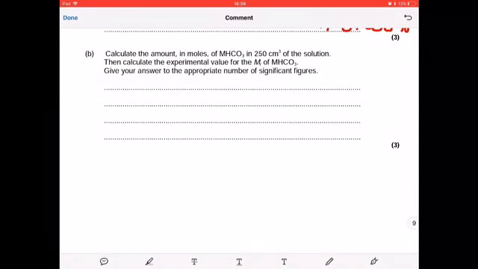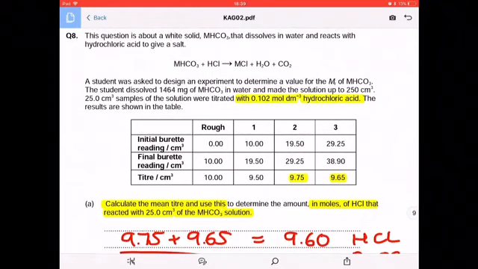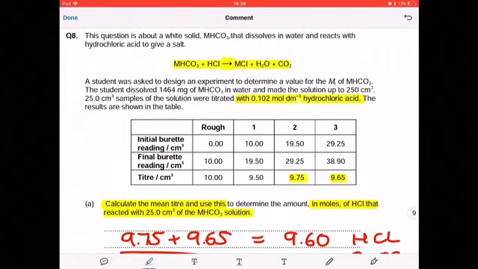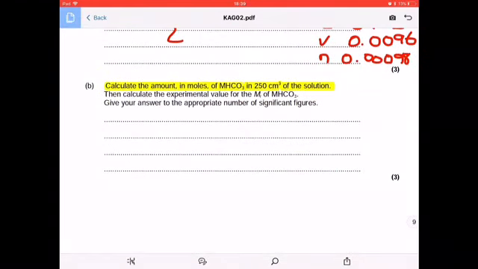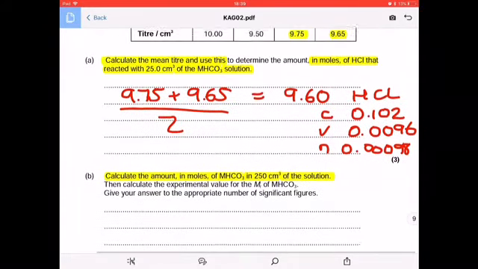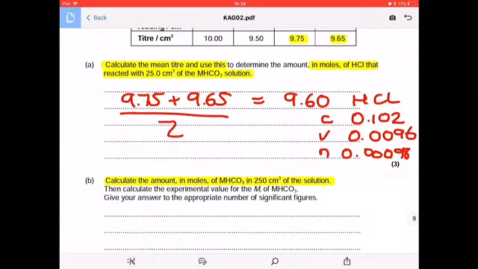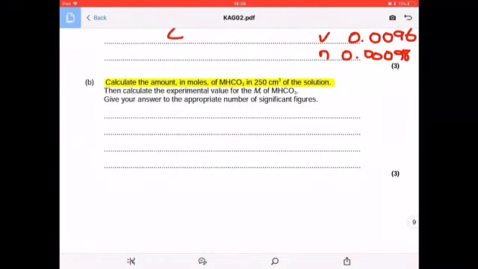Moving on to the next part, what it wants us to do is to calculate the amount in moles of MHCO3 in 250 centimetres cubed of the solution. The first thing to do here is to identify that it's a 1-to-1 ratio because of the information that we're given in the equation. So it's a 1-to-1 ratio between MHCO3 and HCl, so we don't have to multiply for a mole ratio. All we have to do is to use the volume. Now it tells us that the moles that we calculated in the previous part is what reacted with 25 centimetres cubed of MHCO3. So in 250 centimetres cubed we've got 10 times that.